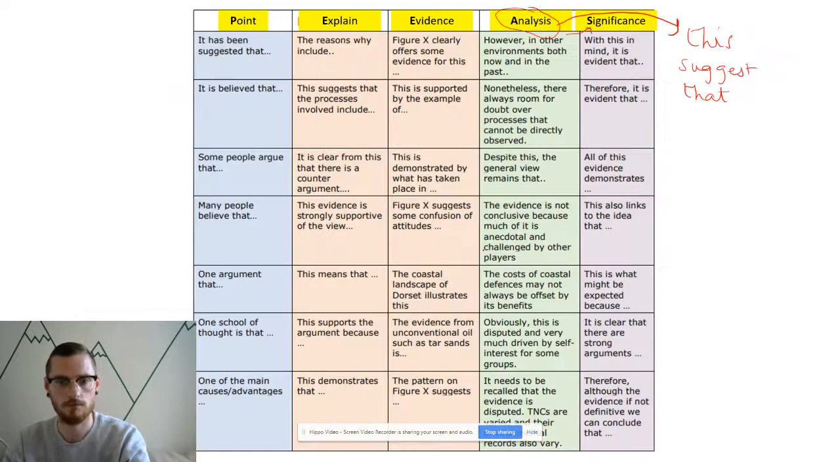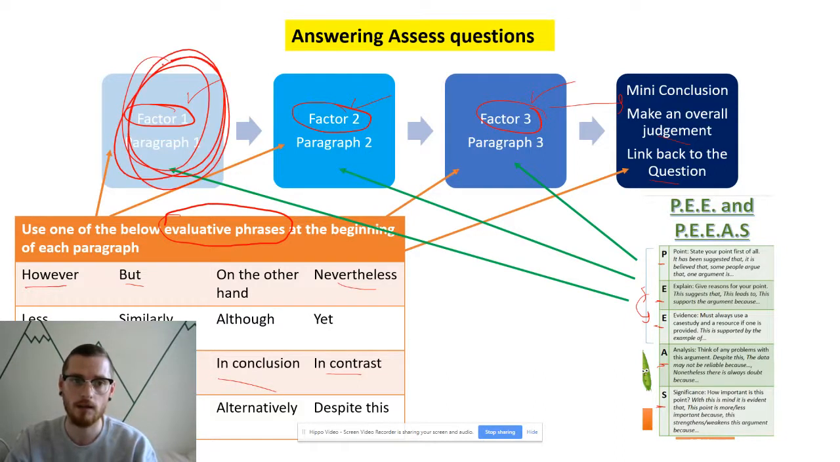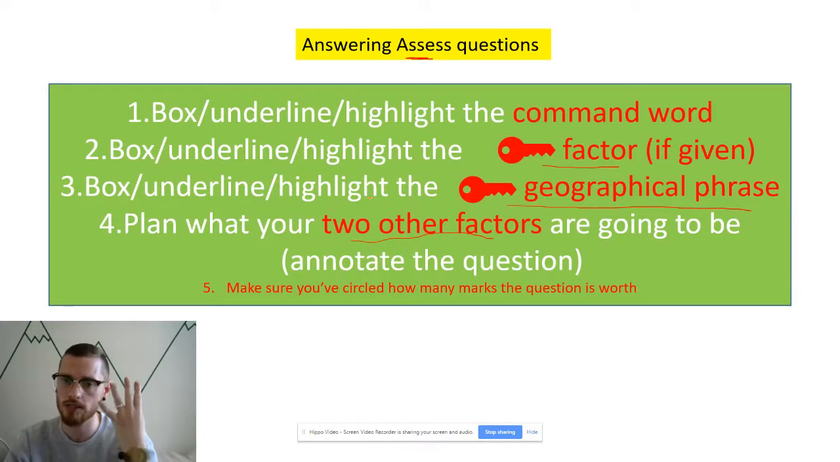Now, remember, let's go back. I've said that you're going to look at three factors. So factor one, this one here, should already be given to you in the exam question. Most of the time it is. But they want you to introduce two more of your choice. So I personally, number four, I would annotate onto the top of the question the two other factors that you're going to look at, okay? Straight away, think about the structure to your answer before you start writing it.